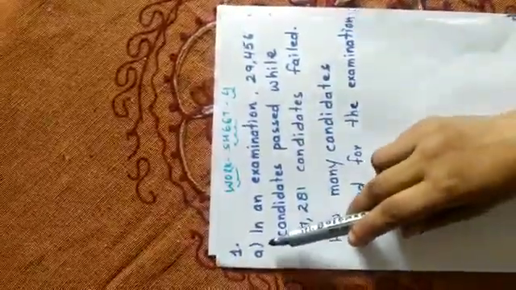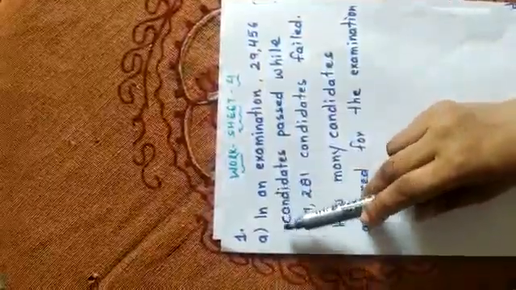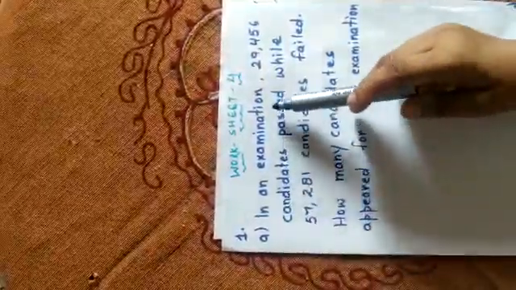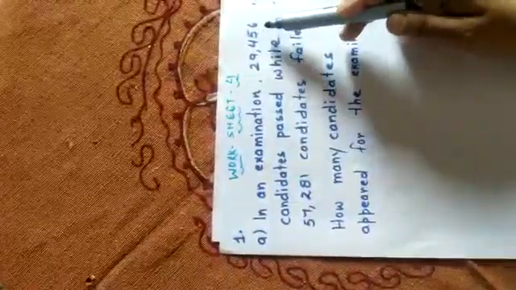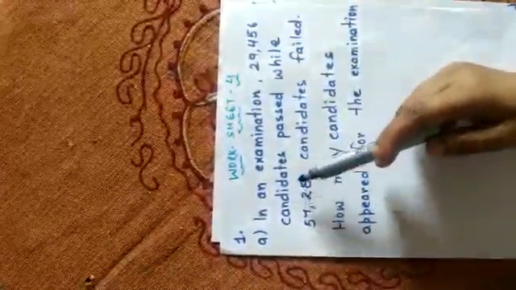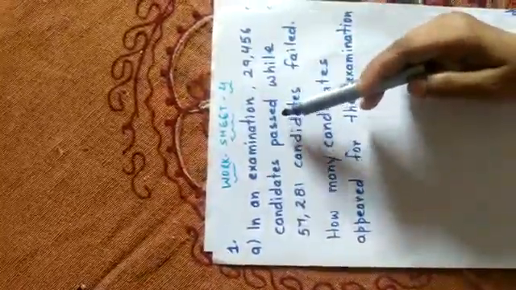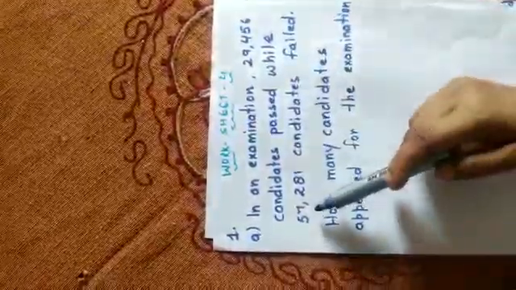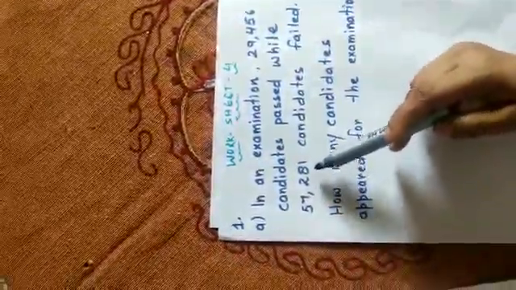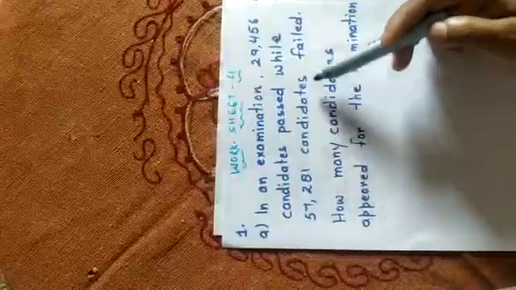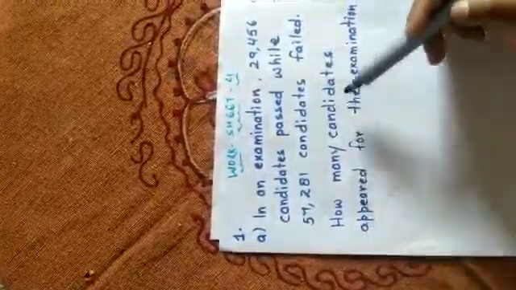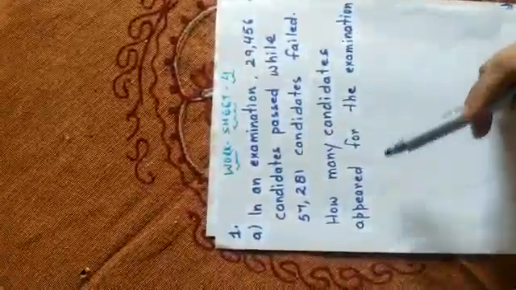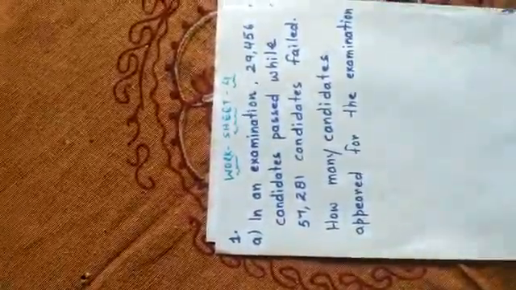Now, this is question number 1A. In an examination, 29,456 candidates passed while 57,281 candidates failed. How many candidates appeared for the examination?